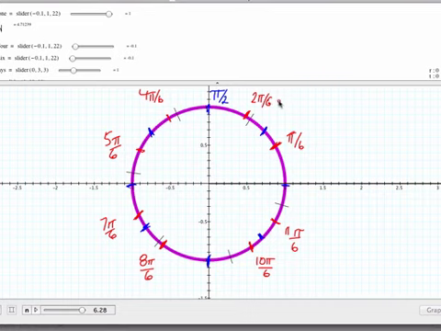Okay, now these, 4 of those can be reduced. So 2 pi over 6 is pi over 3, 4 pi over 6, 8 pi over 6, 5 pi over 6.